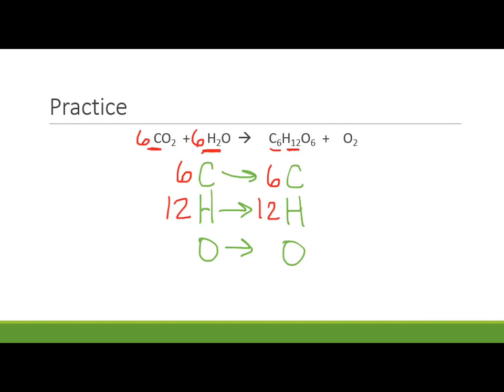Okay, now for the oxygen, the tricky one. This thing again is all over the place. So let's go ahead and try to figure this out. What do we have here? Well, we have 6 times 2 giving us a grand total of 12 oxygen. Here we have 6 times 1 giving us 6, giving us a grand total of 18 on the left-hand side. Right? What do we have on the right-hand side? Well, here there's only a 1, right, for our coefficient. So that would give us a grand total of 6 there.